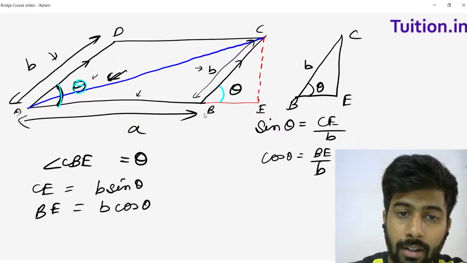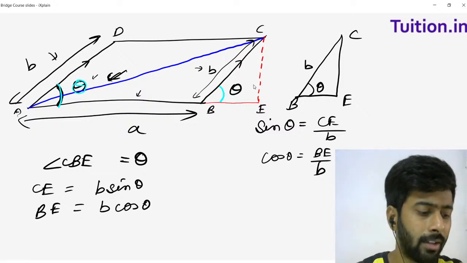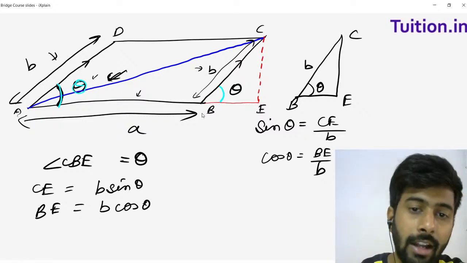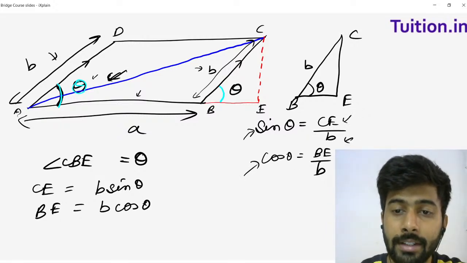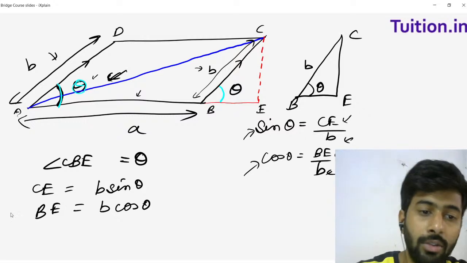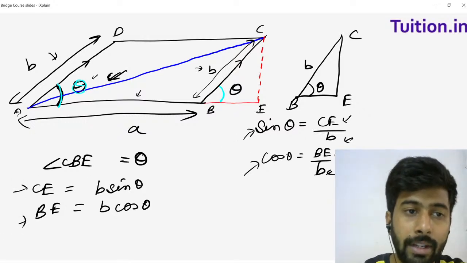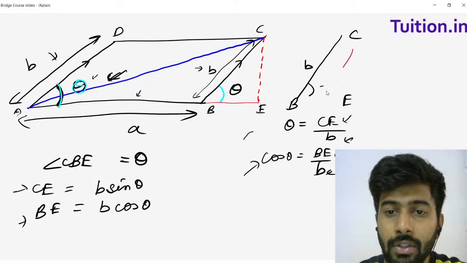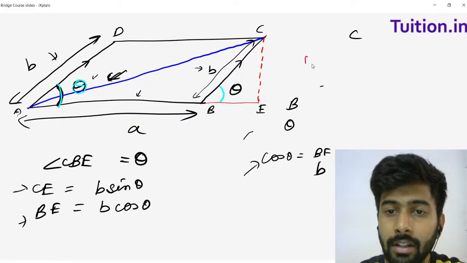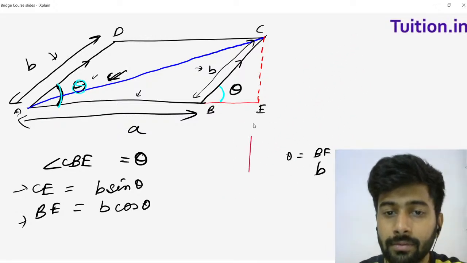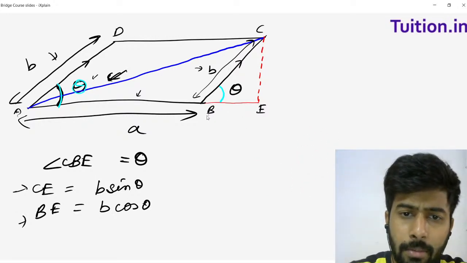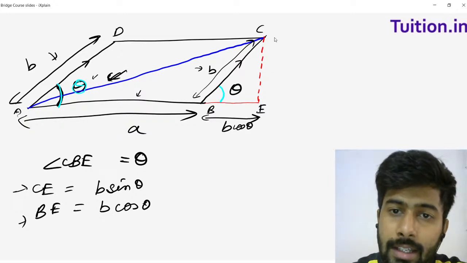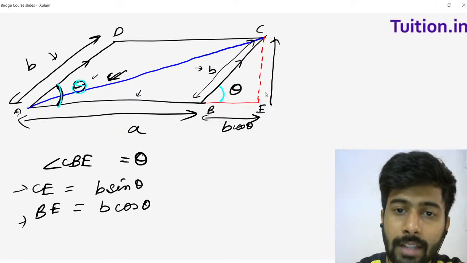Right? You see what I did there? Just your elementary trigonometry. I'm just using sine theta equal to opposite by hypotenuse, cos theta equal to adjacent by hypotenuse. Using that, I got these two. So let me get rid of this now, and let me use what I have just derived. So BE is nothing but B cos theta. CE is nothing but B sine theta.